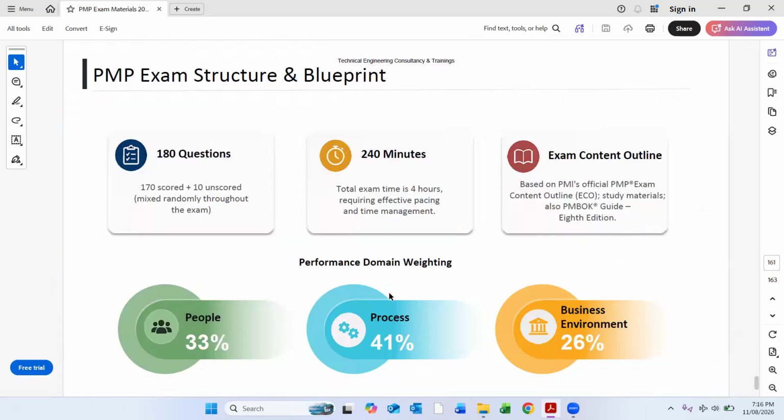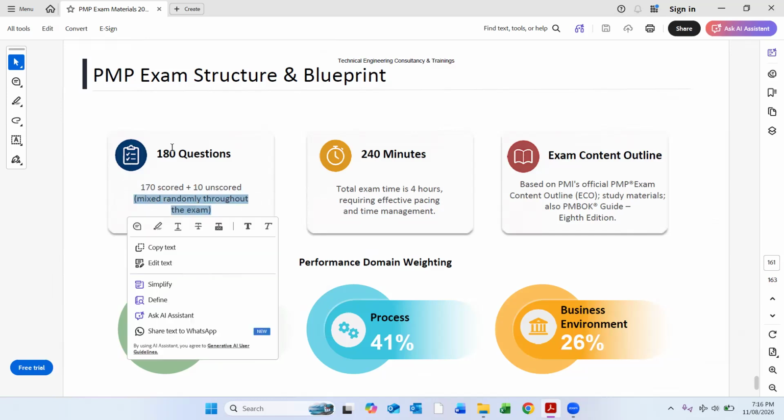There are actually 180 questions: 170 scored plus 10 unscored. They are mixed randomly throughout the exam, so we don't know which ones are unscored. And the exam is 240 minutes, like 4 hours. Effective pacing and time management are required.